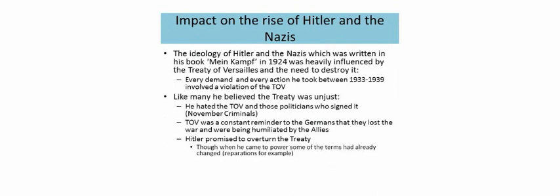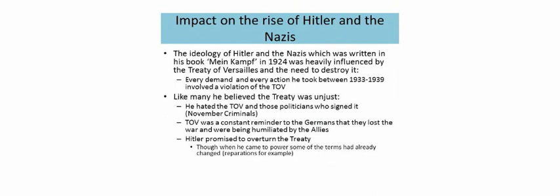Almost every demand and every action he takes between 1933, when he becomes Chancellor of Germany, and 1939, when World War II begins, involves some sort of violation of the Treaty of Versailles. And like many Germans, because many Germans obviously vote for him, he believed the treaty was unjust. Okay? He hated the Treaty of Versailles.